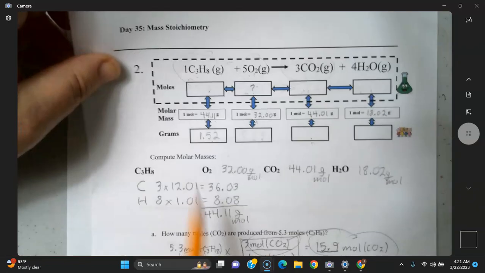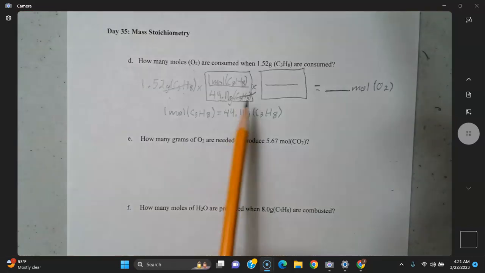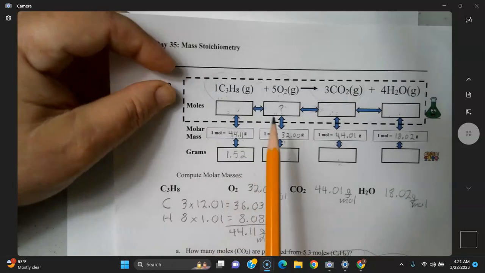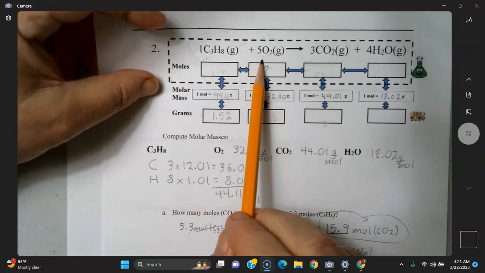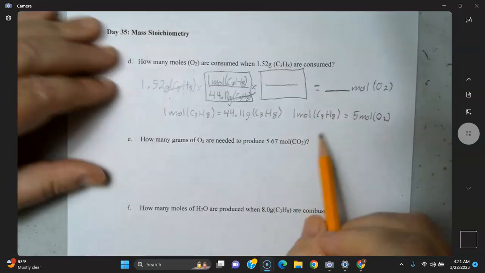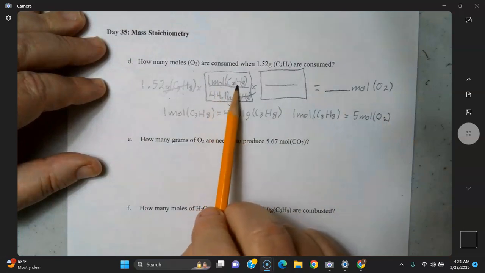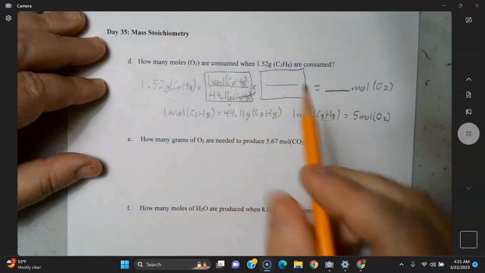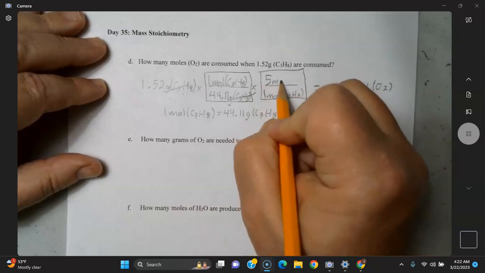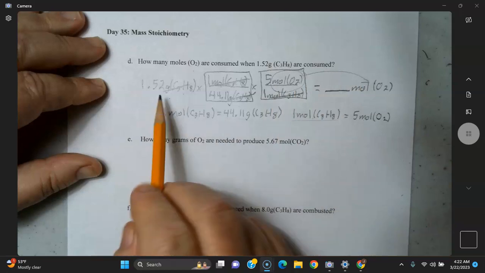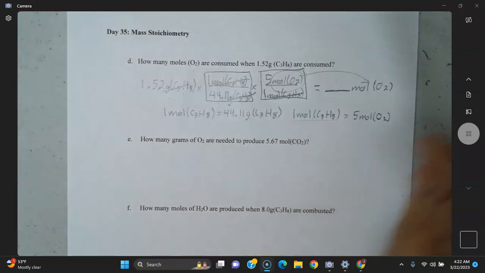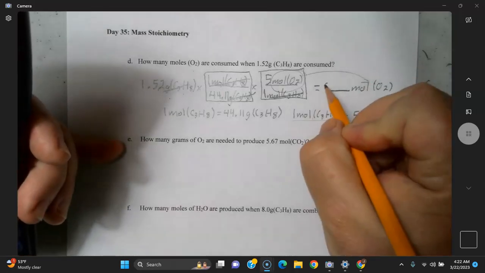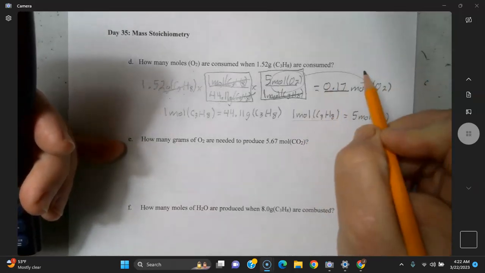Okay, so now we're sitting up here in the box, moles of C3H8 right now, and now we need to get over, so it's going to be 1 mole C3H8 equals 5 moles of O2. Okay, alrighty, there you go. You got moles of C3H8 up on the top, so you need that on the bottom, so this one goes on the bottom, this one on top. Last man standing is moles of O2, so it's 1.52 times 1 times 5 divided by 44.11 divided by 1. And that gives us an answer of 0.17 moles of O2 right there.